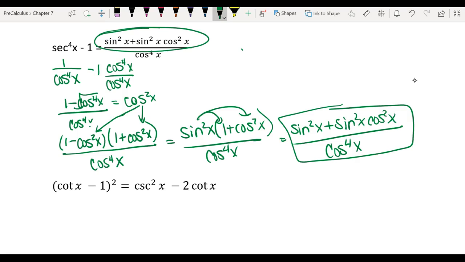All right, are we ready for the next one? So you see cotangent of x minus 1, squared. What should always be your first thing? Change it to sine and cosine. So cotangent would be cosine over sine, correct? So this is cosine of x over sine of x minus 1, and then this is squared.